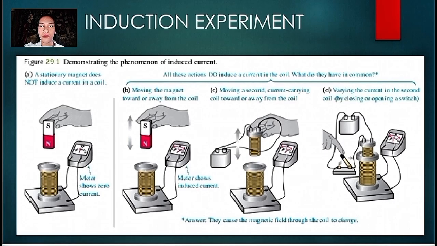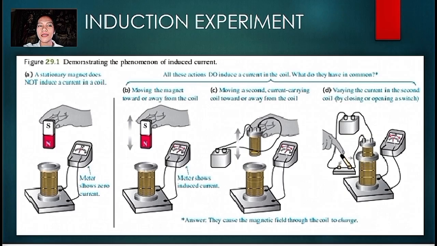In this experiment, scientists observe that when a current in one coil changes, a current is induced in a nearby coil. This induced current exists only while the magnetic field is changing. From these observations, we define induced current as the current produced, and induced EMF as the voltage that causes it. This shows that motion or variation is essential for induction to occur.